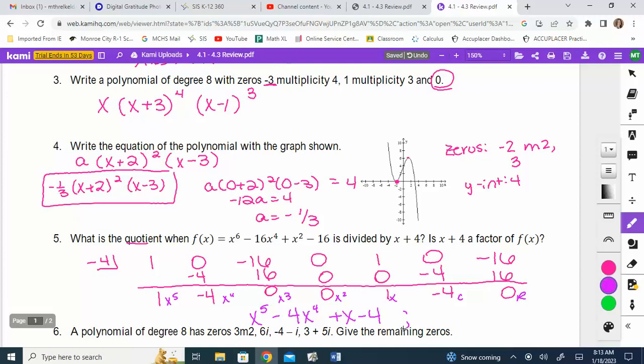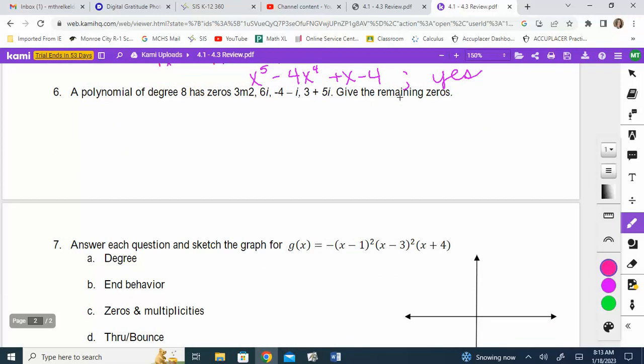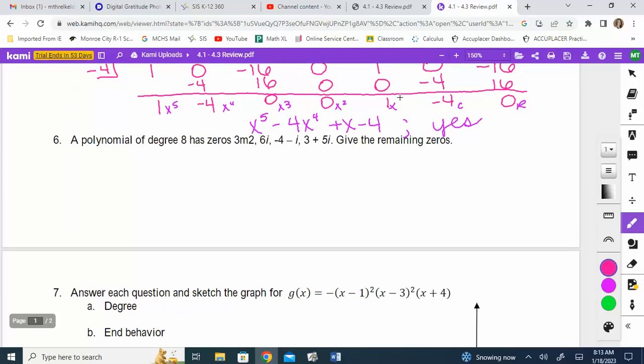And then I asked, is it a factor? Yes. What does it mean to be a factor? The remainder is zero. Would we ever be able to do grouping? Possibly, yes. If you had to keep going and factoring this, that would be one you could do grouping on to finish, if I asked for the rest of the zeros. All right.